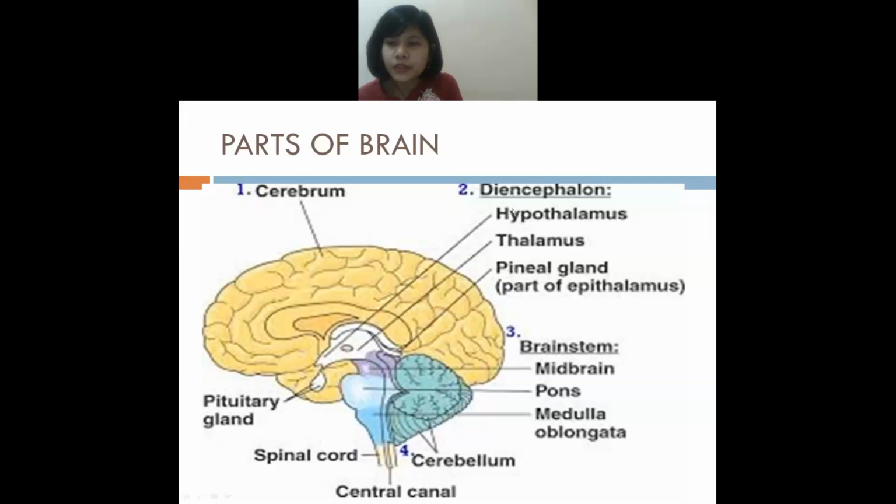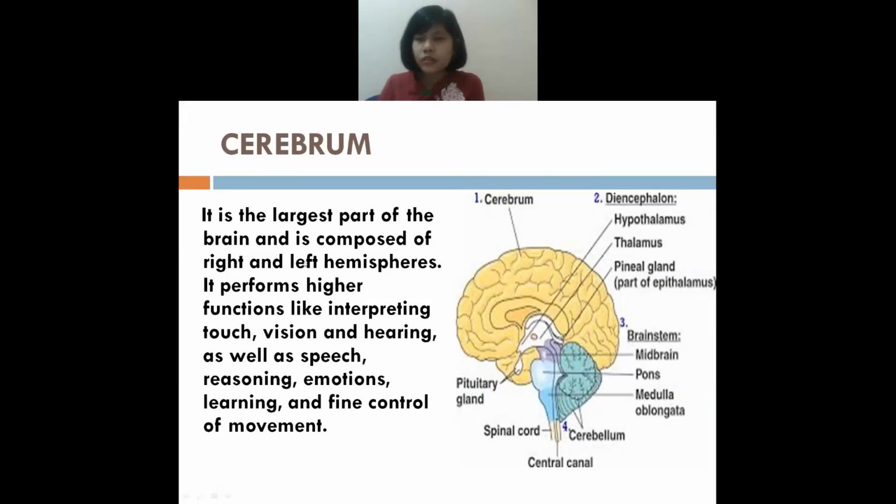So these are the 4 parts of brain. In the diencephalon, what will you get? Here you will be getting hypothalamus and thalamus. In the brainstem, what will you get? You will get the midbrain, pons, and medulla oblongata. The last one is cerebellum. So these are the parts of the brain.